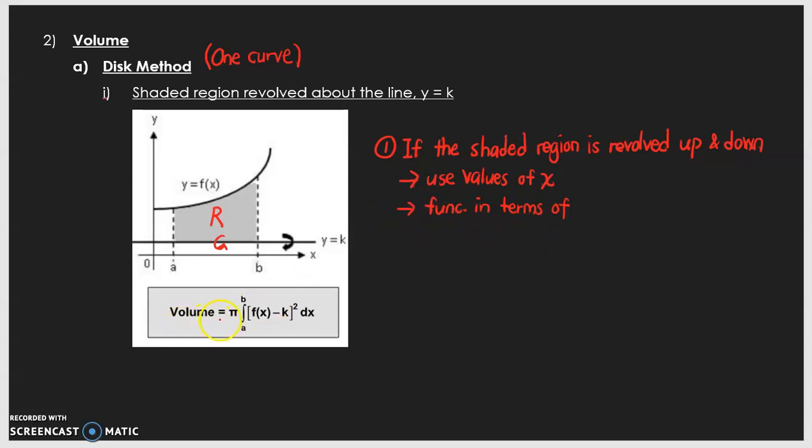So the volume will be equal to pi. We have to multiply with pi, integration from a to b, f(x) minus k, where k is the line of revolution. So f(x) minus k squared dx.